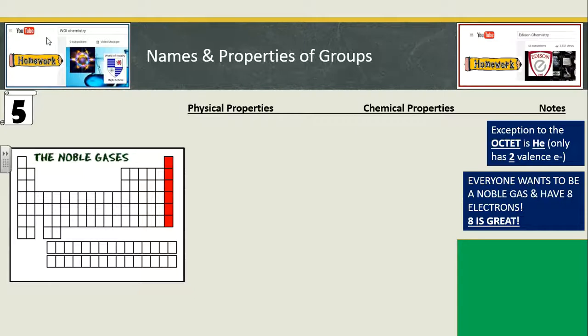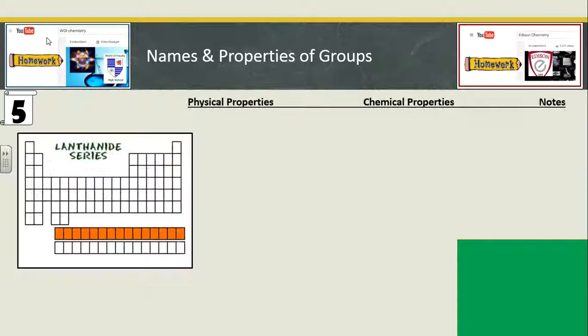Okay. Everybody wants to be a noble gas and have 8 valence electrons. 8 is great. This is foreshadowing into bonding and why we bond. We want 8 valence electrons, which is stable. Okay. Good. Here we go.